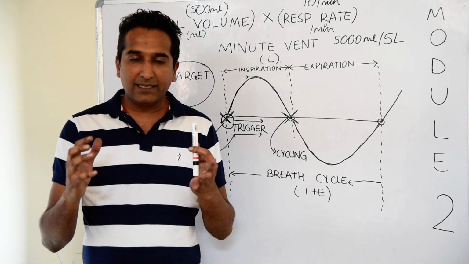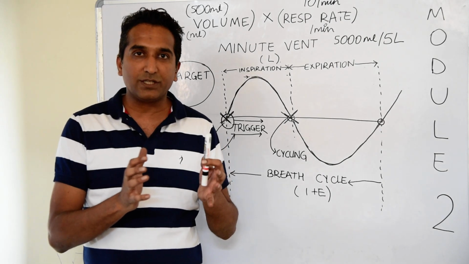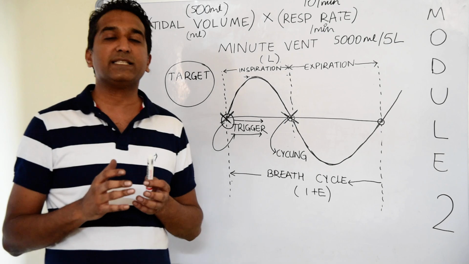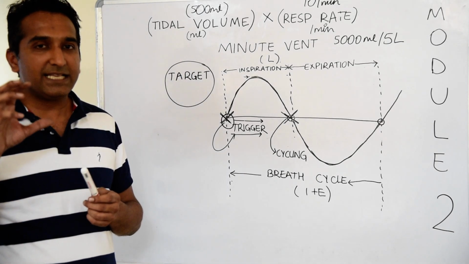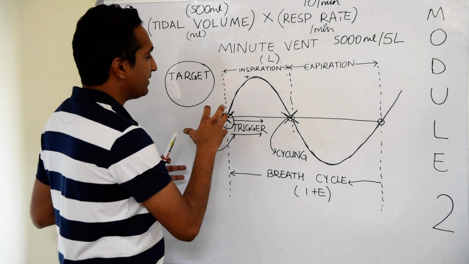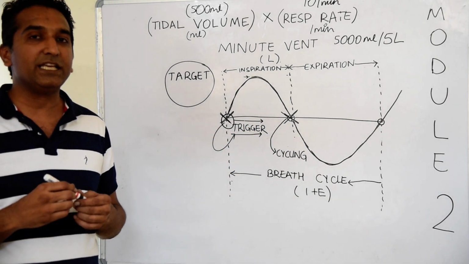And this entire effort of trying to get the patient and the ventilator work together is what makes the new ventilators known as assist control ventilators. And these assist control ventilators is what has brought about these terms of trigger and cycling, and how they are defined in each of the modes.